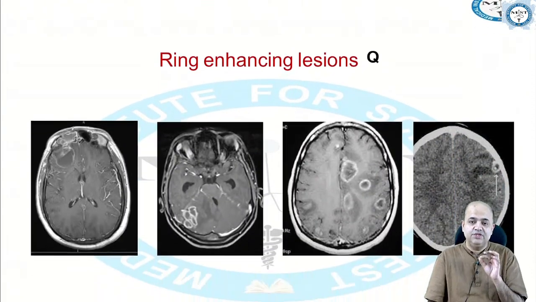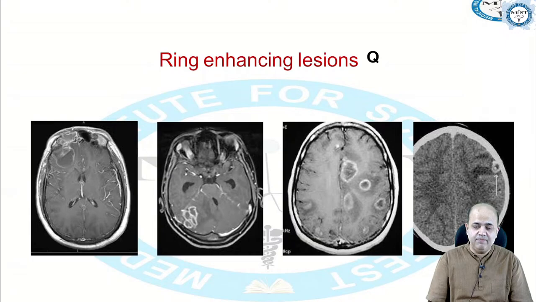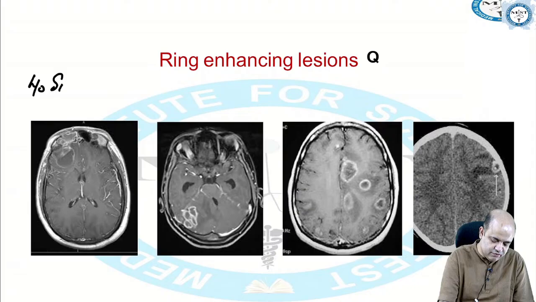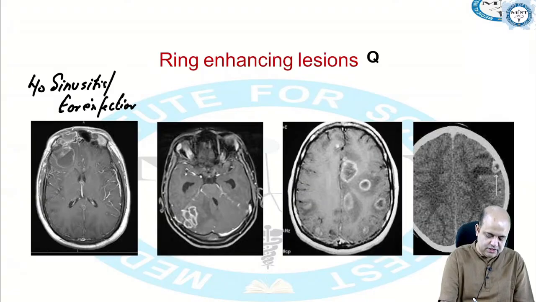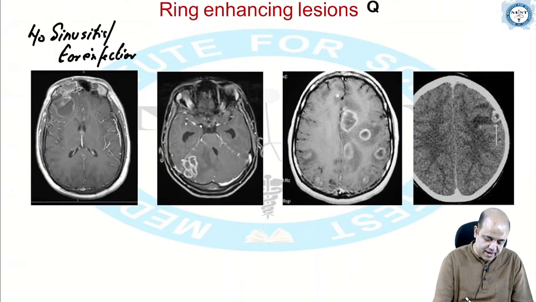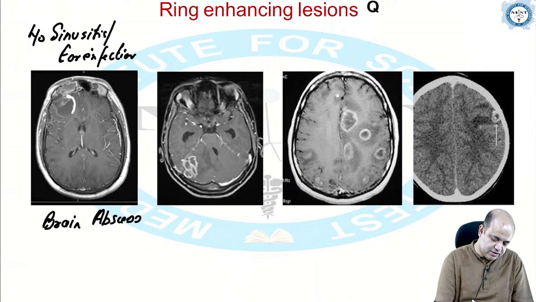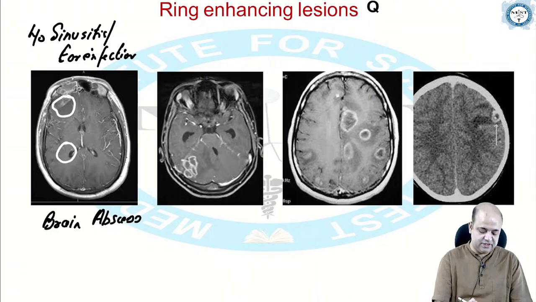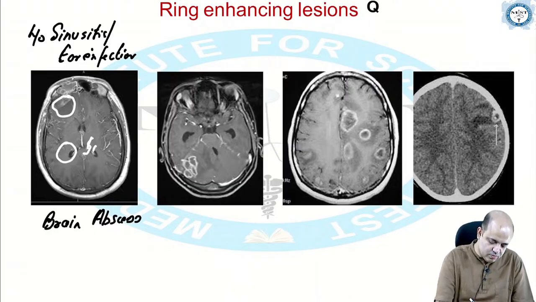Coming on to the various ring enhancing lesions that we see in the brain. Again, there will be a history. If there is a history of sinusitis or ear infection, this is a brain abscess. Here we can see a single peripherally enhancing lesion, a single ring lesion.